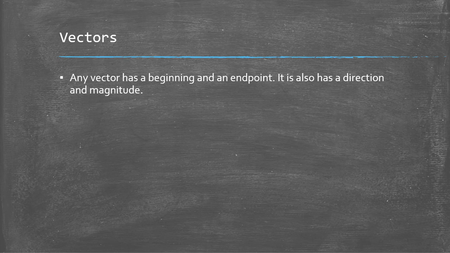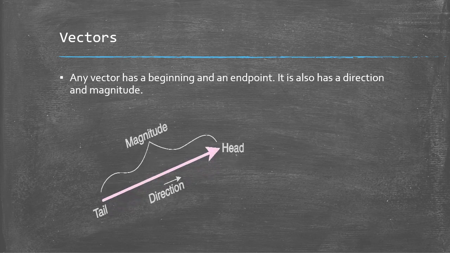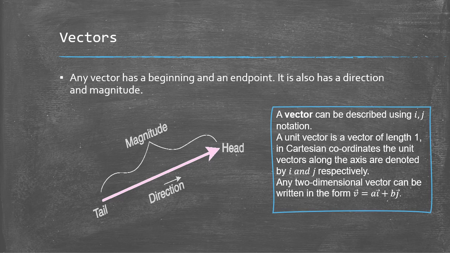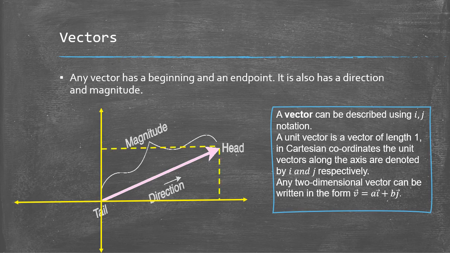Now, any vector has a beginning and an end point. It also has a direction and a magnitude. Now, we can represent a vector in two dimensions by using the i-axis and the j-axis. So b is the projection on the j-axis and a is the projection on the i-axis.